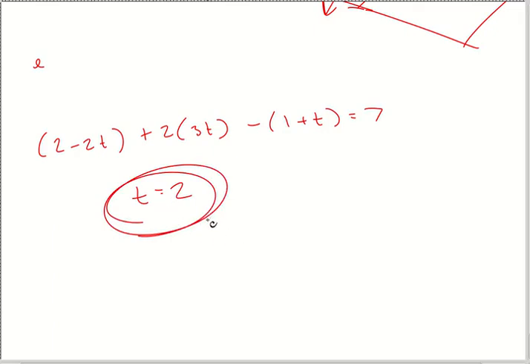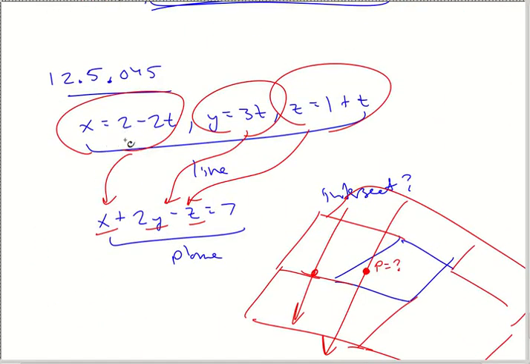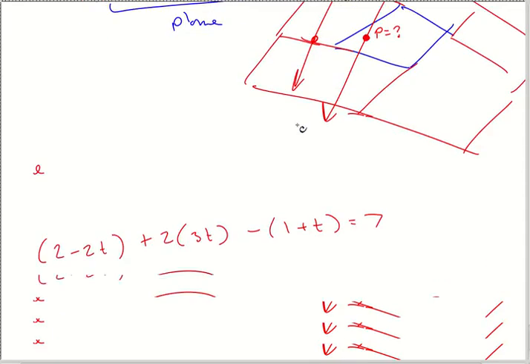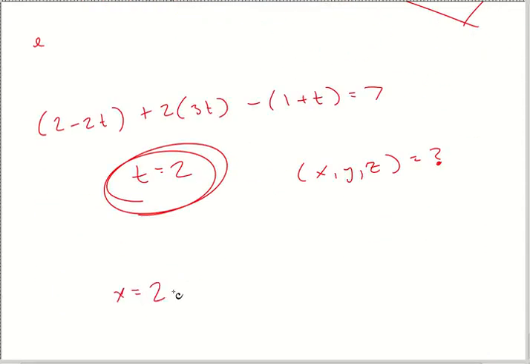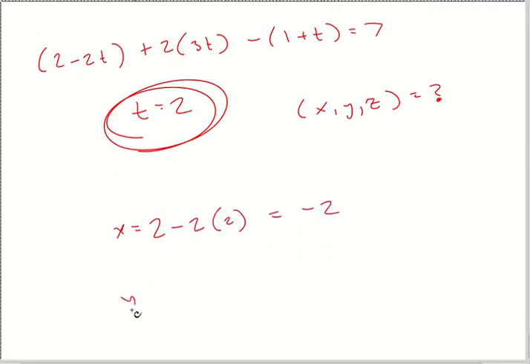I figured out t equals 2, but then what is my x, y, z point? That's really what they're trying to find here. What is x, y, z? Well, I have a line with t's, so, oh yeah, t equals 2. I can plug it in there, there, and there. So x equals the 2 minus 2 times 2, which is negative 2. Y equals the 3 times the 2, which is now 6. Z is equal to the 1 plus the 2, which is 3.